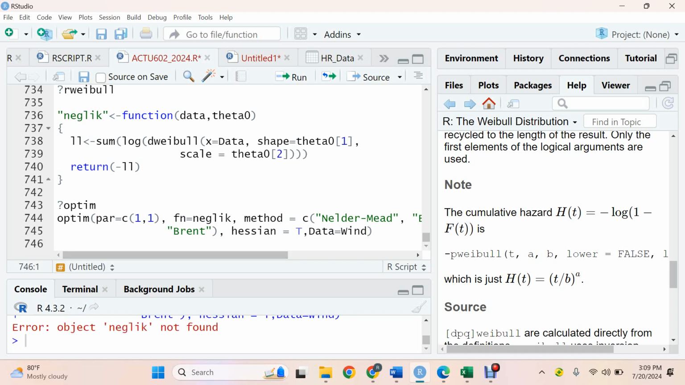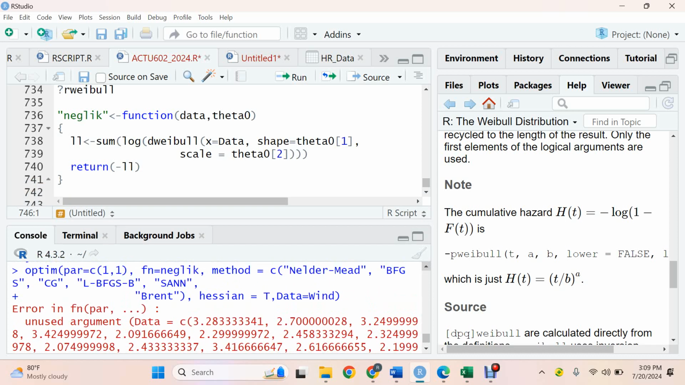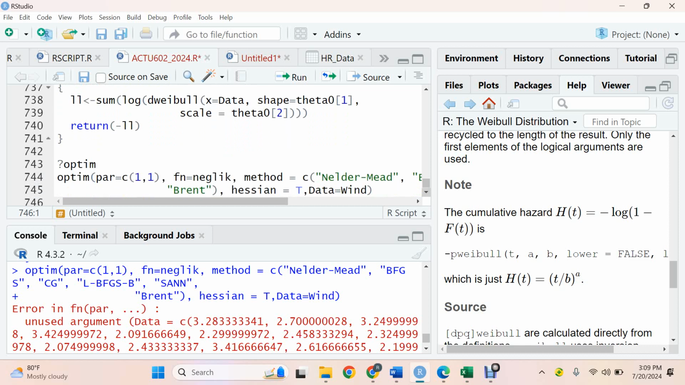Okay, so you see, first of all, I haven't even done this, right? So I'll do it again. You see, I'm not really getting anything. Error in data. Even though the wind is there, it is not recognizing it within that function. So we go there and change it.